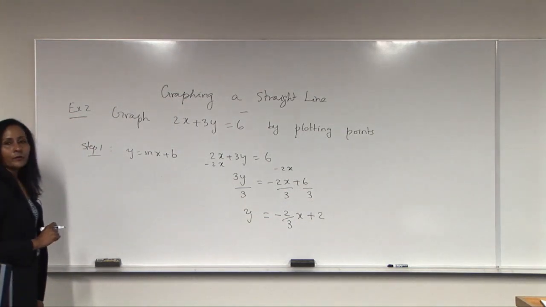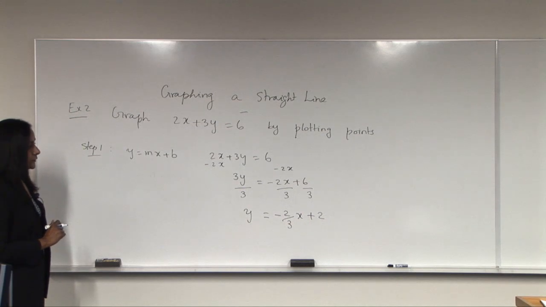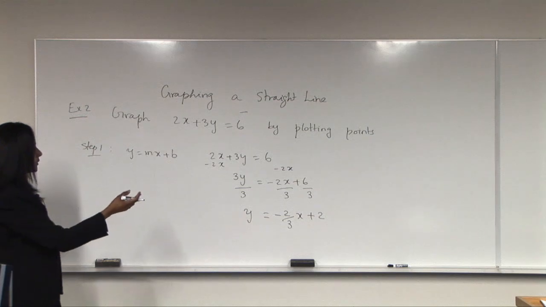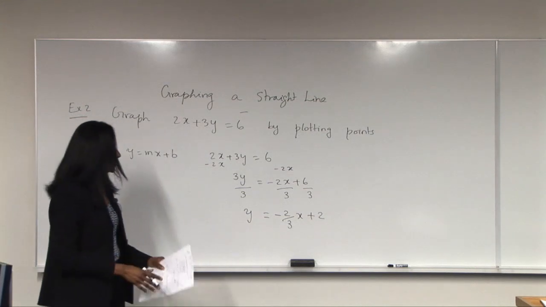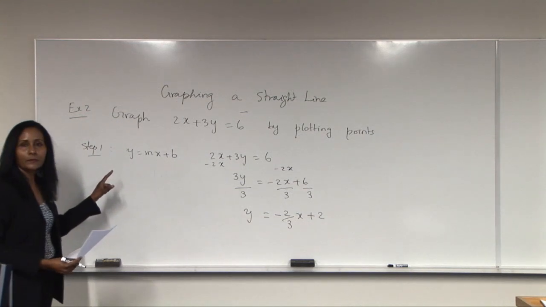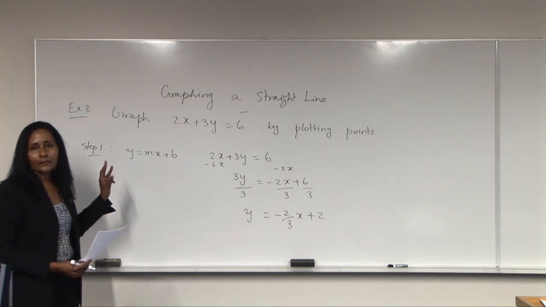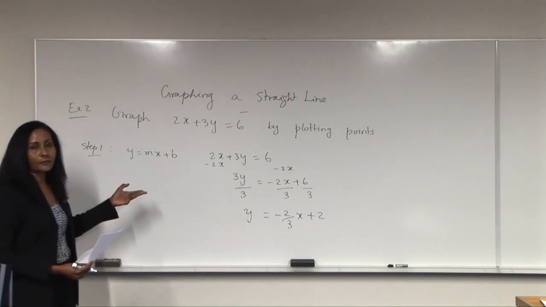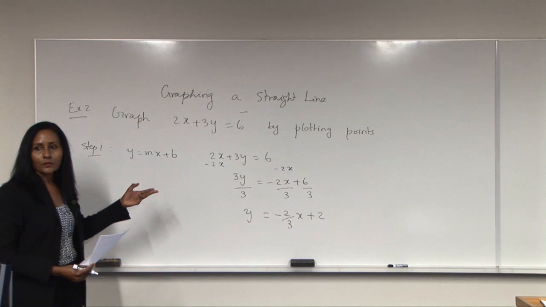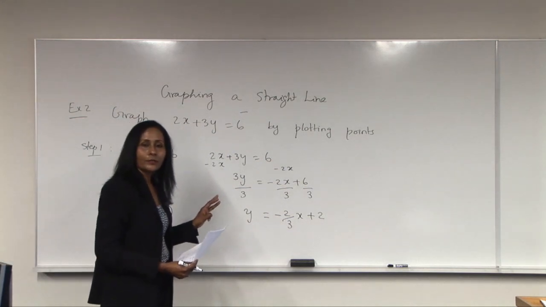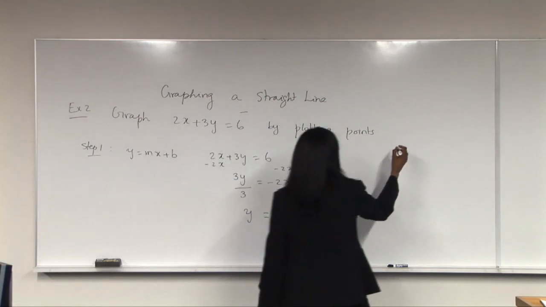So we solved for y in terms of x. y is equal to negative 2/3 x plus 2. So now we are going to graph this. So we finished step number 1. Step number 2 is we need at least 3 ordered pairs to graph this linear equation. So I am going to find 3 ordered pairs. So step number 2.